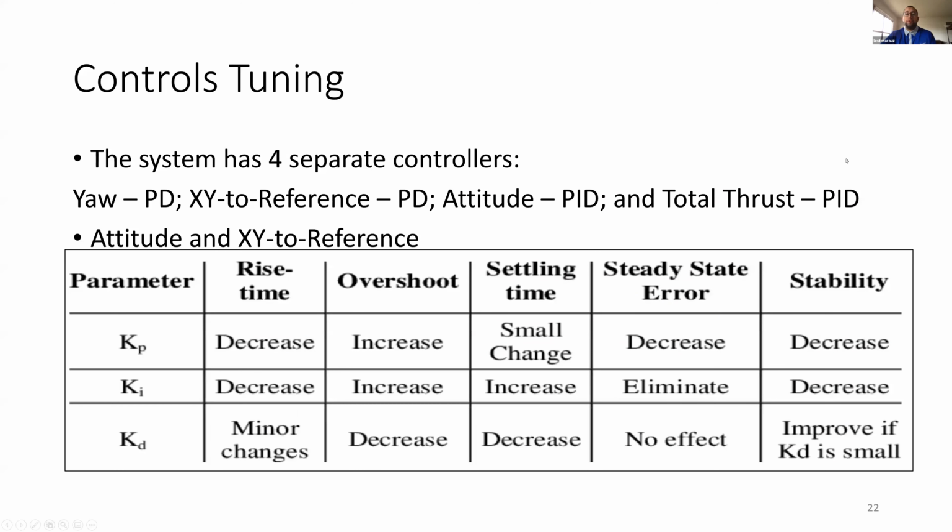Okay, so the controls tuning. The system had 4 separate controllers: the yaw PD, XY to reference PD, attitude PID, and the total thrust PID. What we basically used the most was the attitude and the XY to reference. What you can see in the bottom is a PID chart that was a guide for us to help change the P, the I, the D. After hundreds and hundreds of combinations, we used this to help us implement what we wanted the drone to do. Next slide.